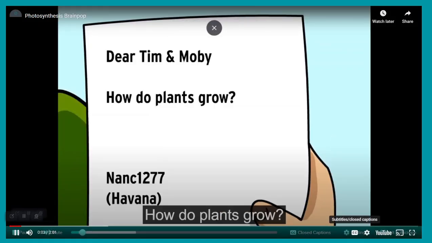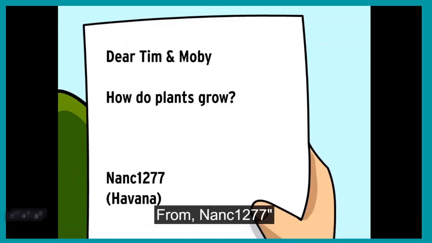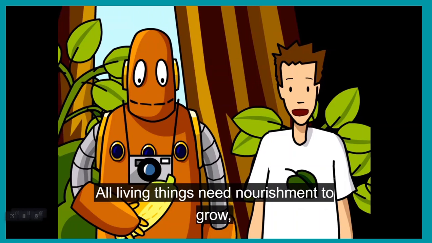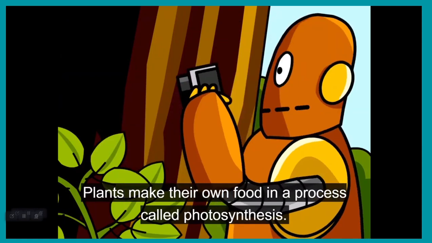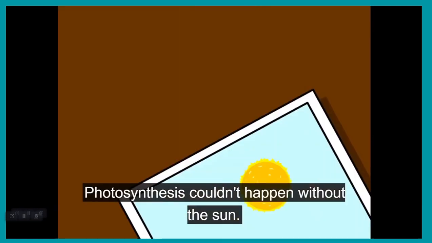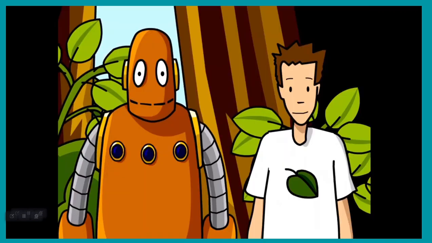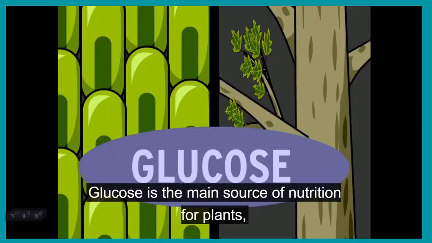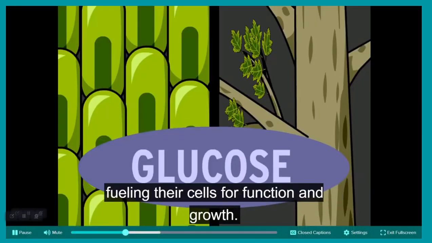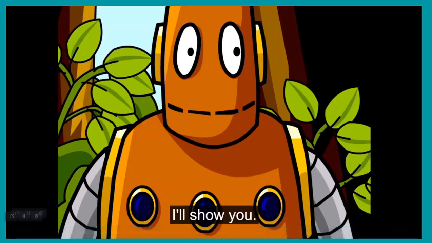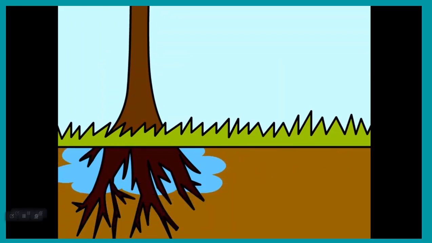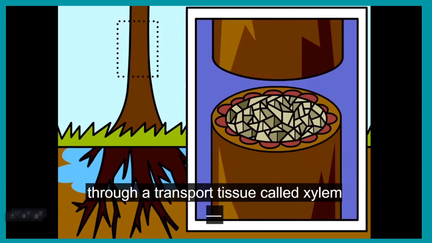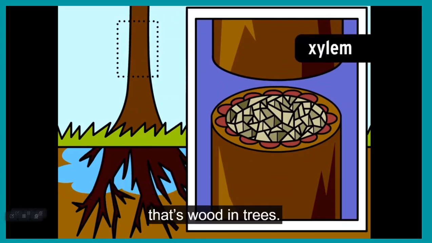Dear Tim and Moby, how do plants grow? From Nance1277. All living things need nourishment to grow, but plant food is different from people food. Plants make their own food in a process called photosynthesis. Photosynthesis couldn't happen without the sun. Plants collect energy from sunlight and use this energy to make a sugar called glucose. Glucose is the main source of nutrition for plants, fueling their cells for function and growth. I'll show you. It's no secret that plants use their roots to drink up water from the soil. Water travels from the roots to the plant's leaves through a transport tissue called xylem, that's wood in trees.